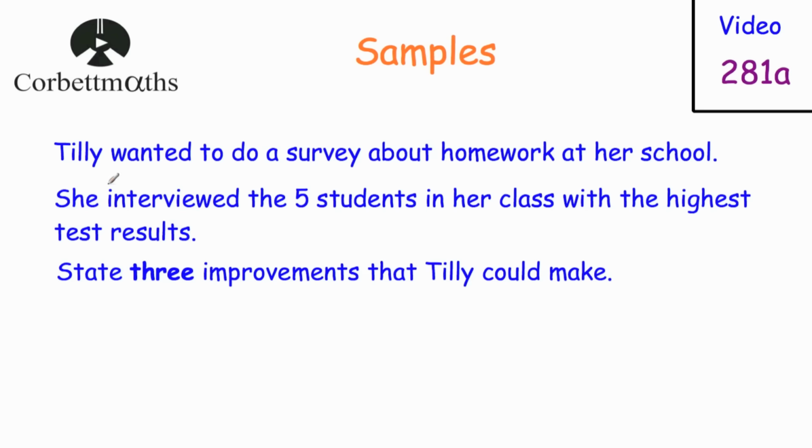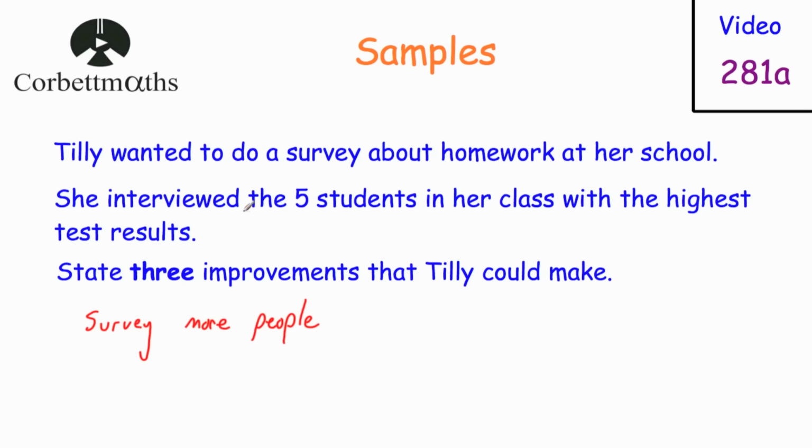Okay, let's have a look at our question. So Tilly wanted to do a survey about homework at her school, and she's interviewed 5 students in her class with the highest test results. State 3 improvements Tilly could make. Tilly's done a survey about homework at her school, so it looks like she wants to get the opinions of everyone at her school. Now, she's only surveyed 5 people. So one improvement is she could survey more people. I think a survey of just 5 people is a bit too small.